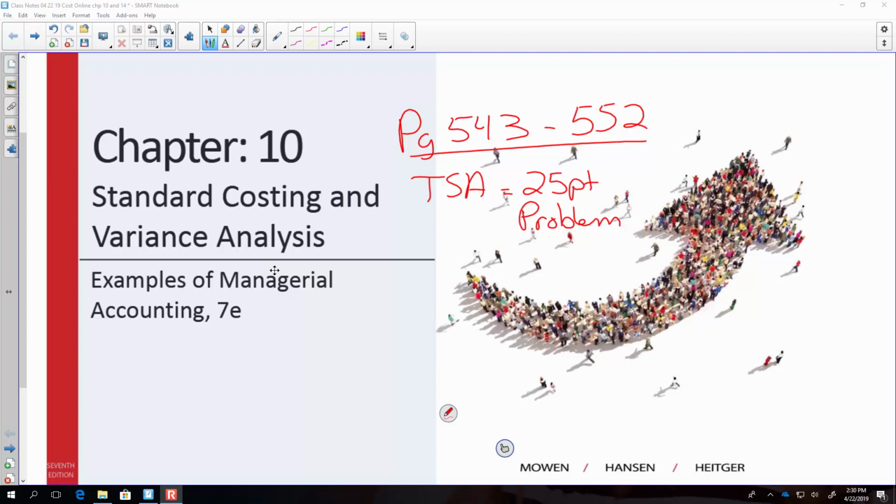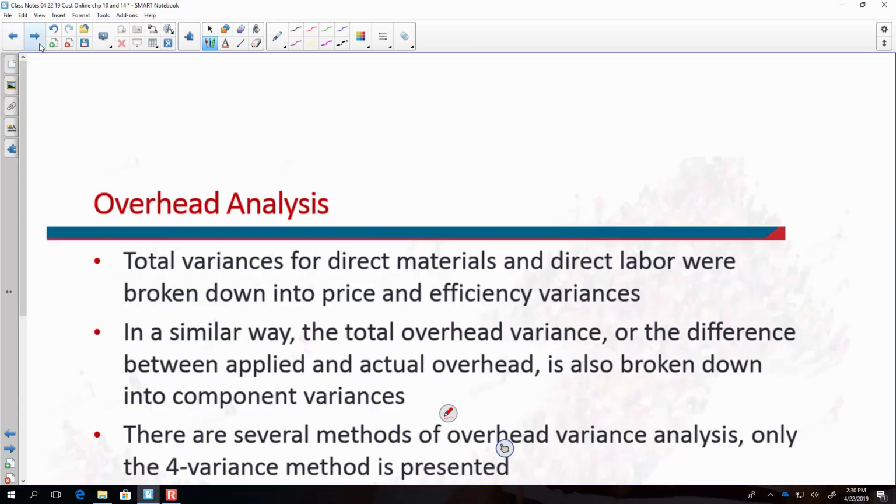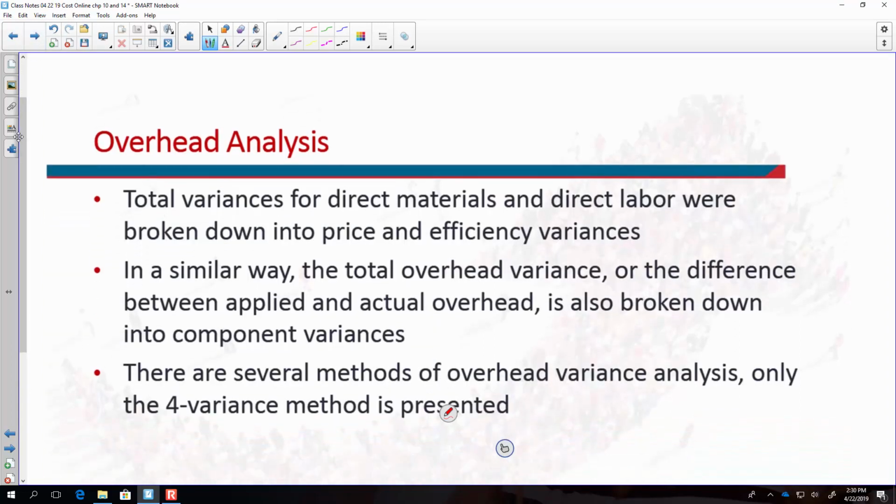All right, so for chapter 10, the overhead discussion, like I said, begins on page 543. The template, we're going to use another one similar to our material and labor templates that we used for the last chapter test. We're going to use one for overhead. And you'll see some of the same variance names that we had for the material and labor. There's a spending, there's an efficiency variance for the variable overhead. And then for the fixed, there's also a spending. And then finally a new one called volume variance.